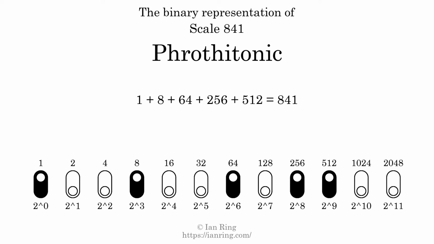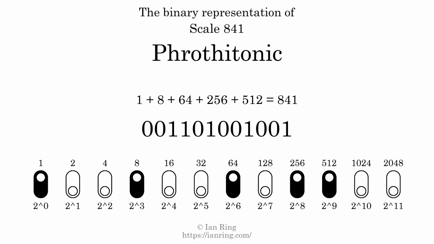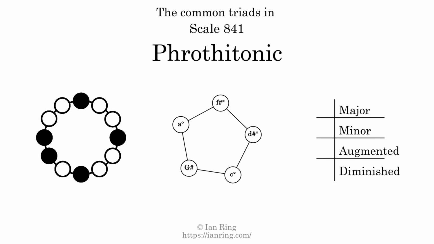The scale number not only enumerates the scale with a unique index, but it also literally describes the tonal content of the scale. Represented as a binary number in base 2, the scale number is 001101001001. Here are the common triads present in this scale.